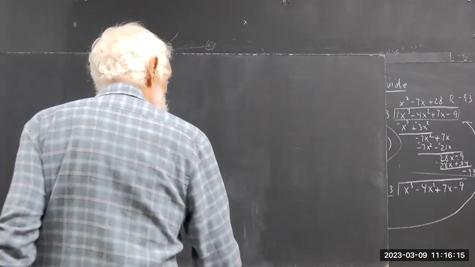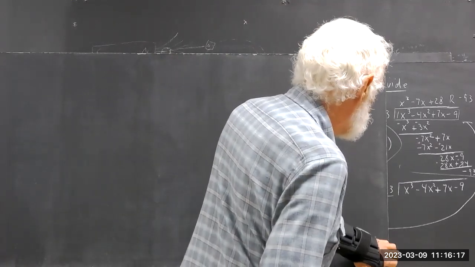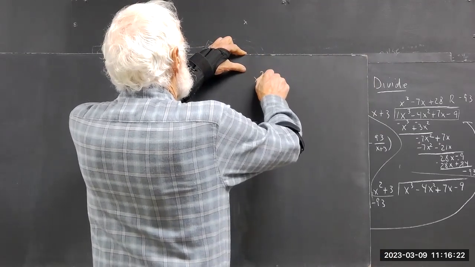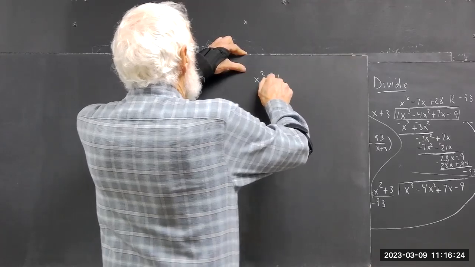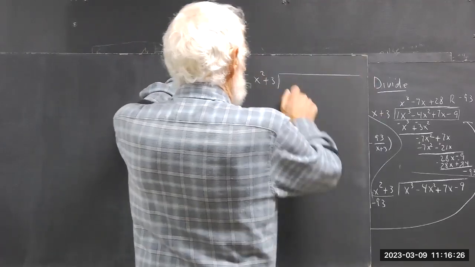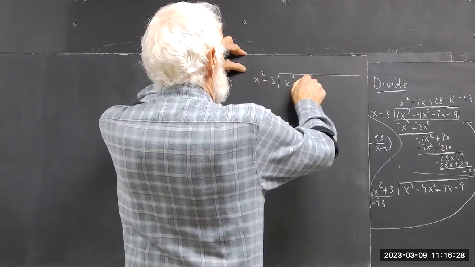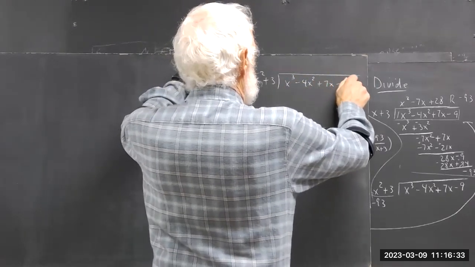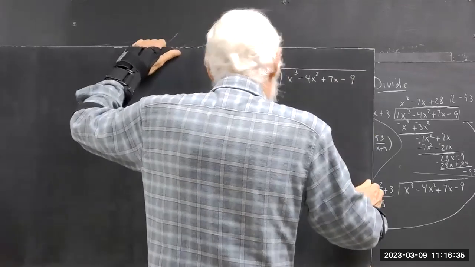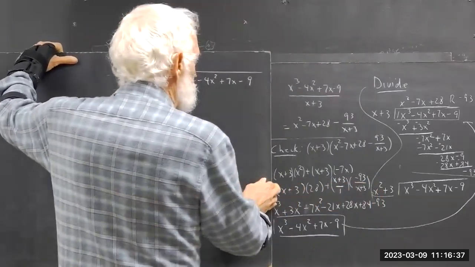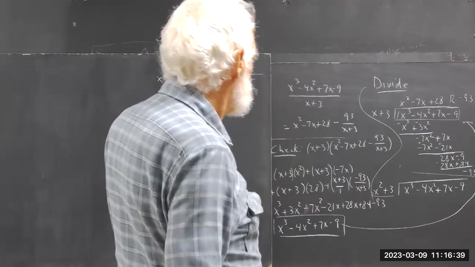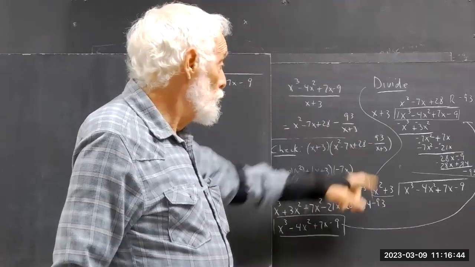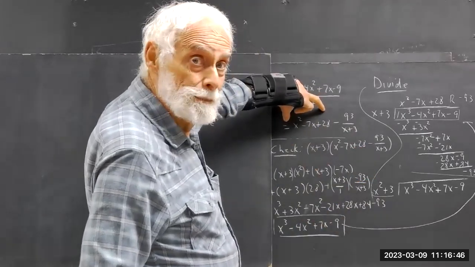Okay, so now we want to do x squared plus 3 divided into x cubed minus 4x squared plus 7x minus 5. So before I do that, I'm going to emphasize something. Could you graph this? Well, you can certainly graph this.